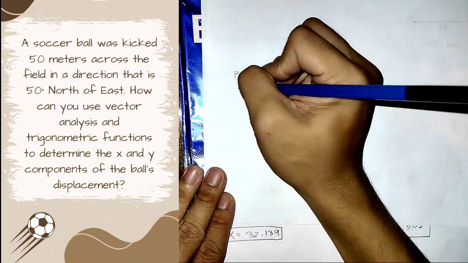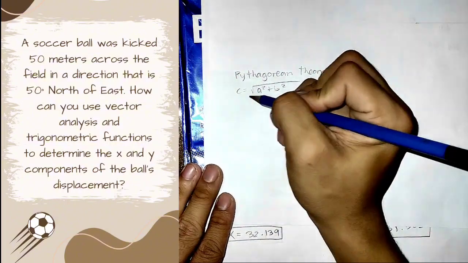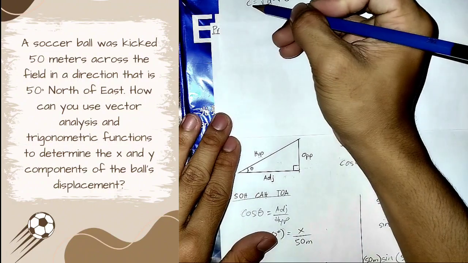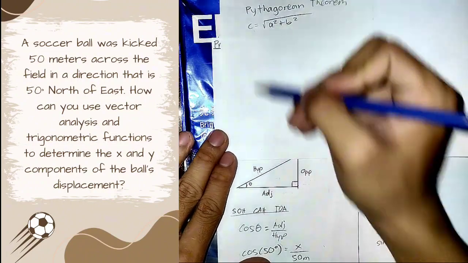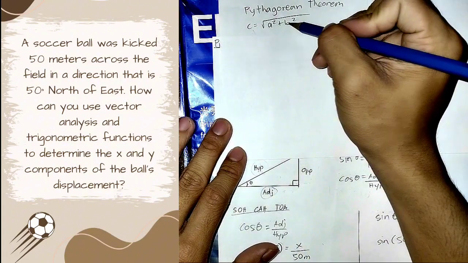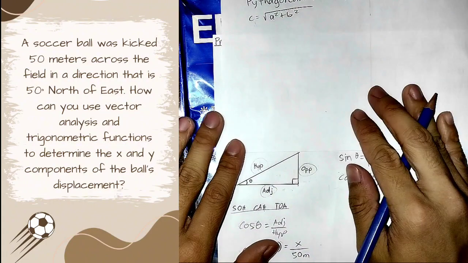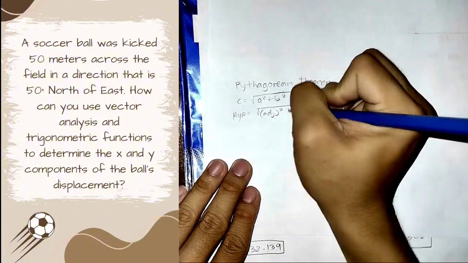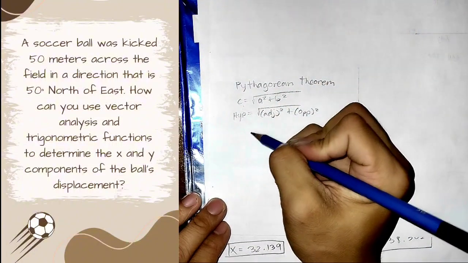We are not done yet, because after finding the values of x and y, we will now use the Pythagorean theorem in order to check our answers. The formula is c equals the square root of a squared plus b squared. C is the same as the hypotenuse, a is the same as the adjacent, and b is the same as the opposite. So, we will use this formula in order to check if our answers for x and y are correct.